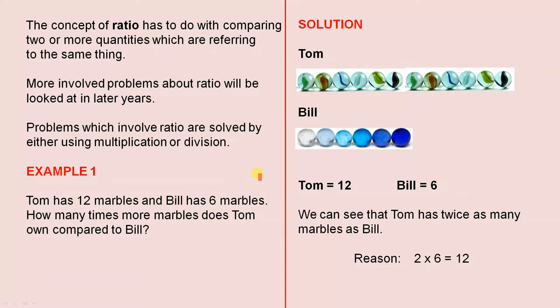Example 1. Tom has 12 marbles and Bill has 6 marbles. How many times more marbles does Tom own compared to Bill? Solution. Here are Tom's marbles and here are Bill's marbles. So Tom has 12, Bill has 6. We can see that Tom has twice as many marbles as Bill. The reason is 2 times 6 equals 12. That is, 2 times Bill's marbles equals Tom's marbles.